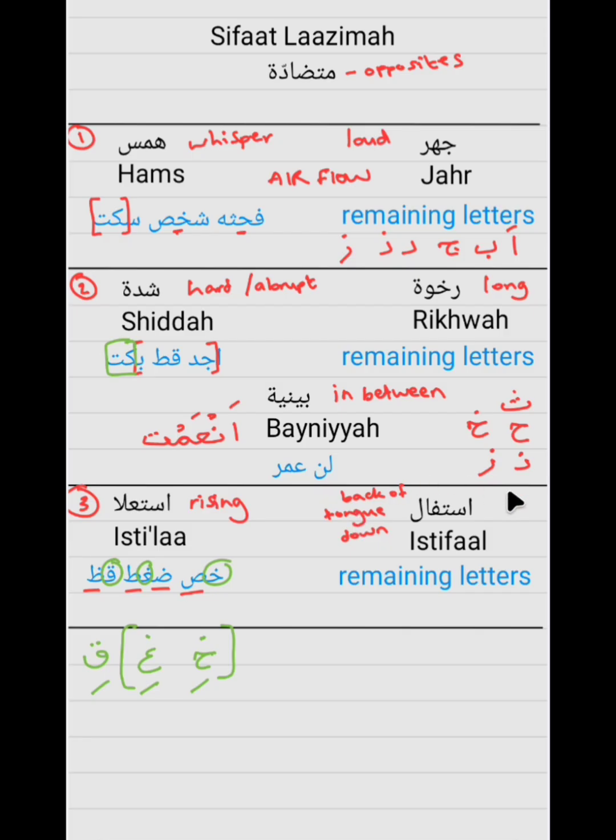Let's look at the letters of istifal now. The letters of istifal are all the letters that don't form part of the category isti'la. So there's quite a bit of them. And basically all these other letters are always going to be empty mouth.